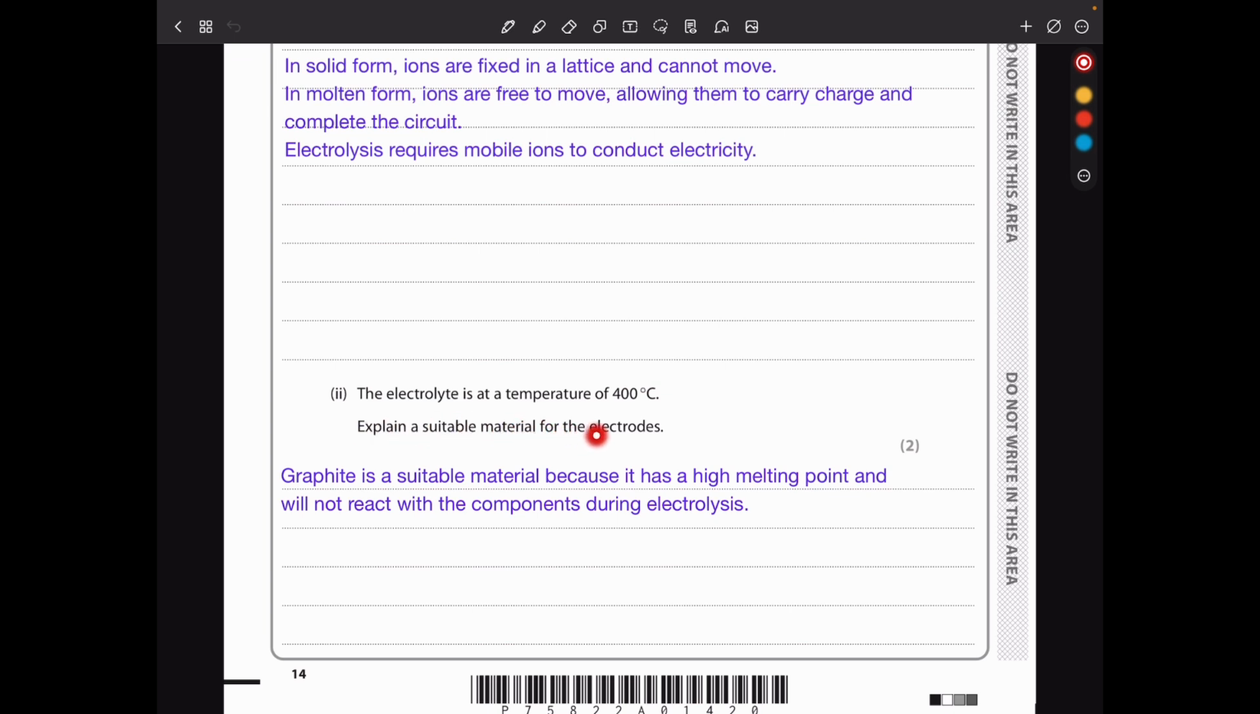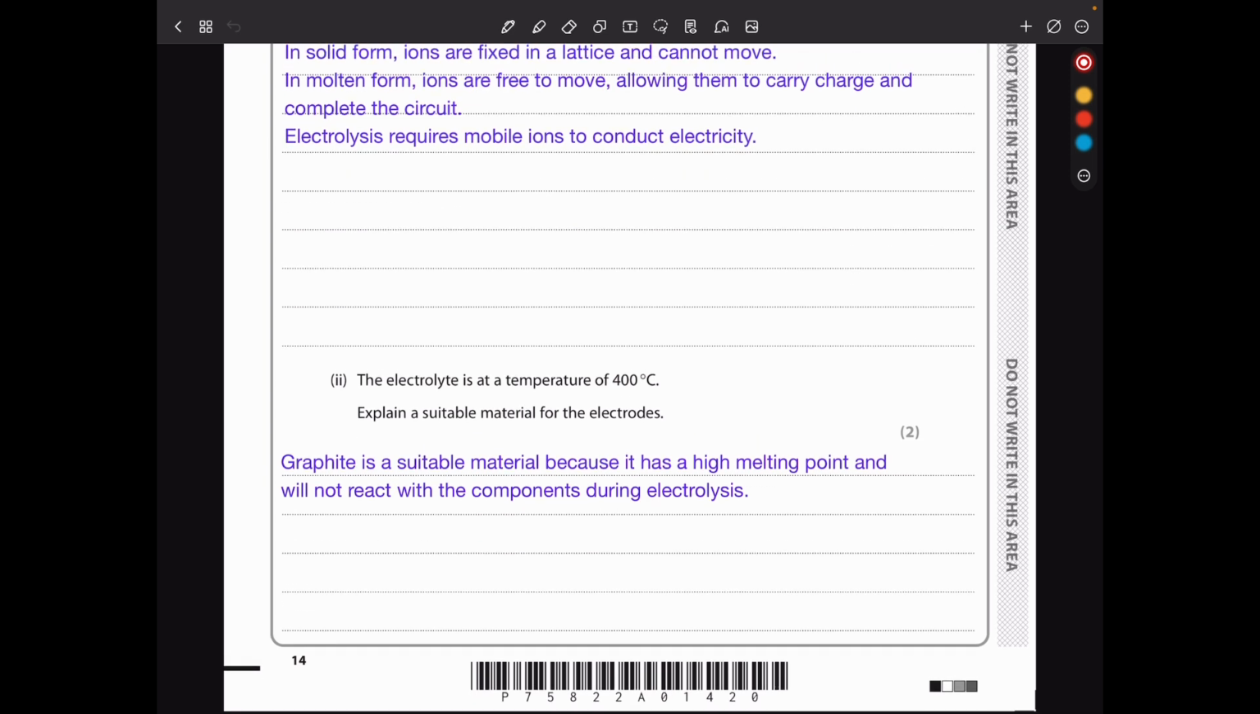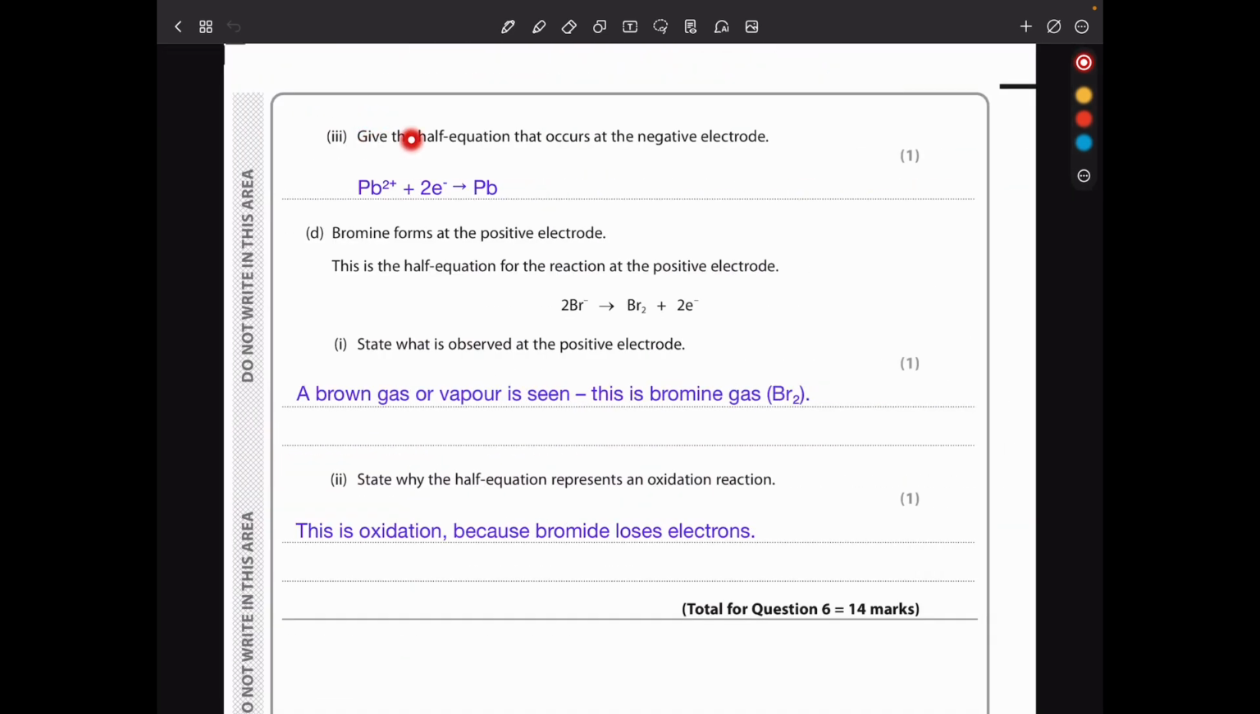Explain a suitable material for the electrodes. This should be something that has a very high melting temperature and does not easily react. So I said graphite is suitable because it has a high melting point and will not react with the components during electrolysis. They say give the half equation that occurs at the negative electrode. At the negative electrode, the cation in solution is going to come and receive 2 electrons to become lead.